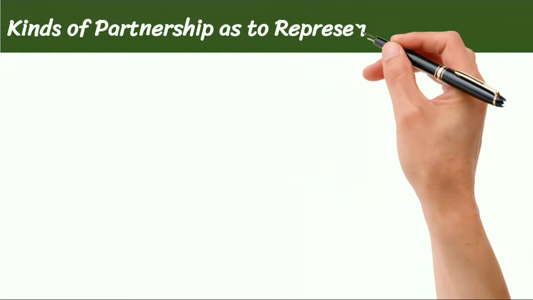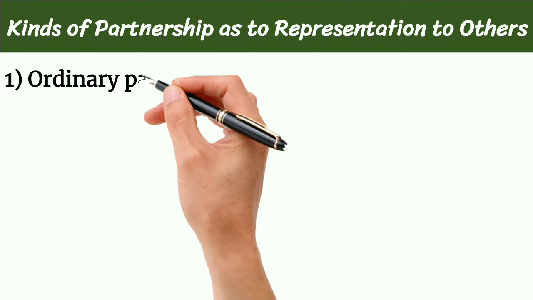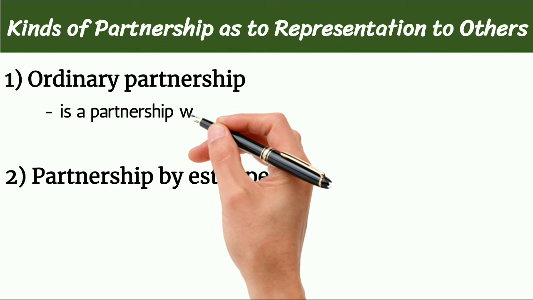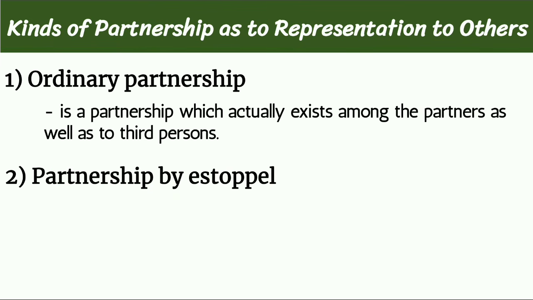Next, kinds of partners as to representation to others. So we also classify a partnership as to representation to others. So it can be an ordinary partnership or partnership by estoppel. When we say ordinary partnership, this is a partnership which actually exists among the partners as well as to third persons. Meaning to say, this is an actual partnership since para sa mga partners at para sa mga third persons, itong partnership na to ay nag-e-exist. In an ordinary partnership, of course, this is composed of actual partners who are also partners as to third persons.